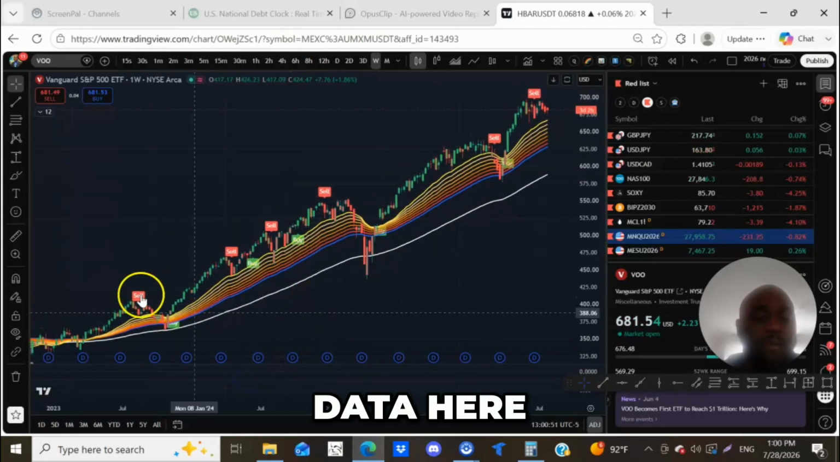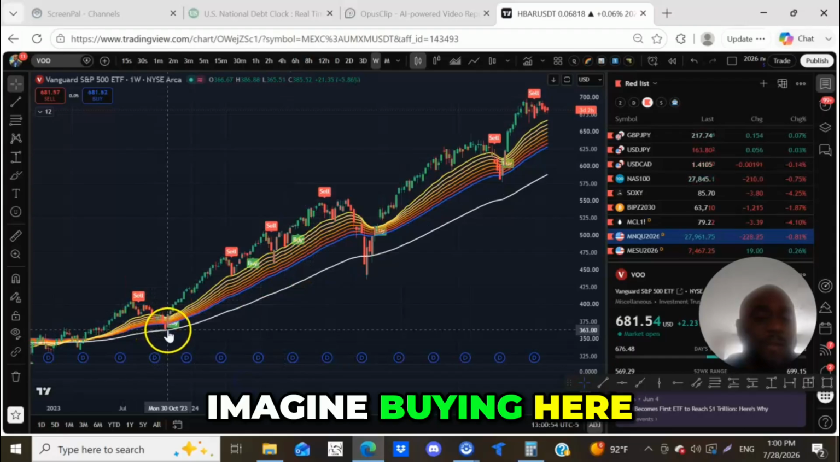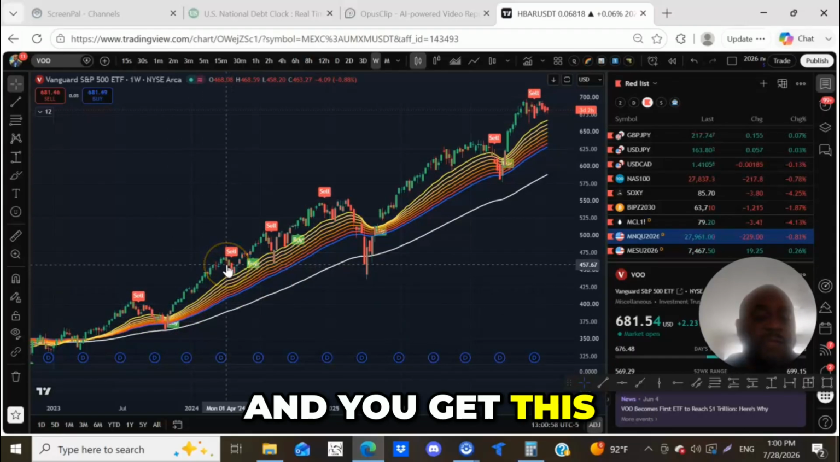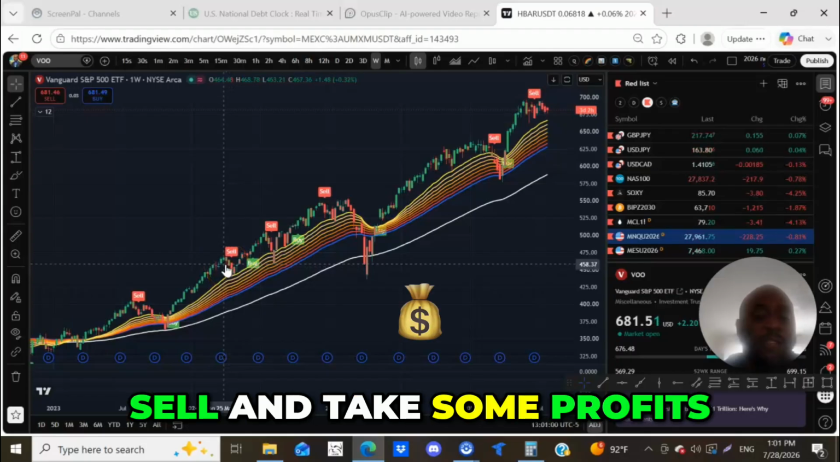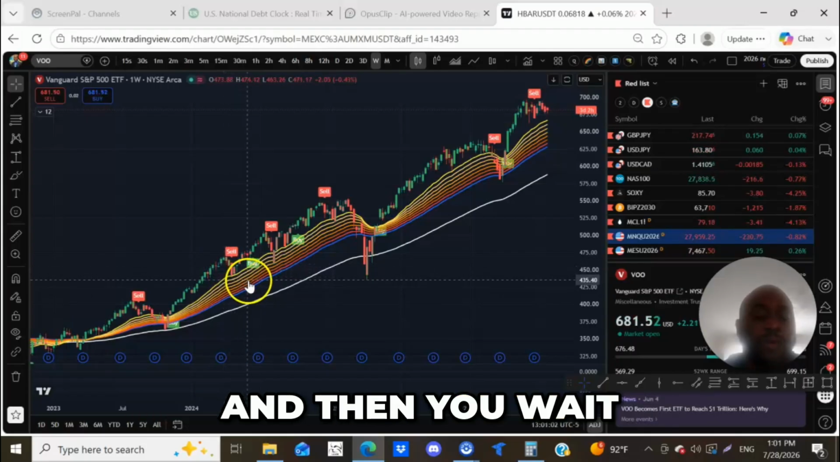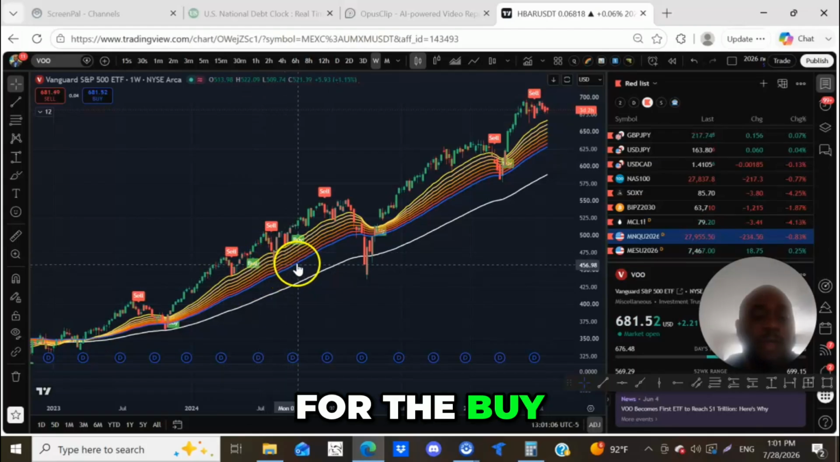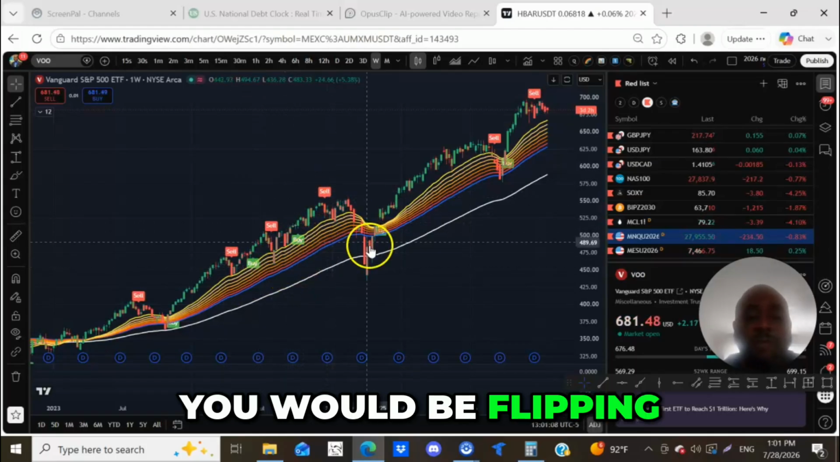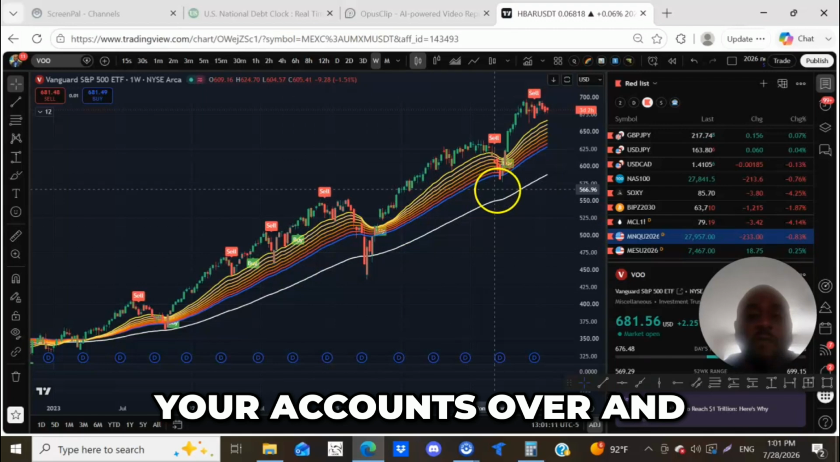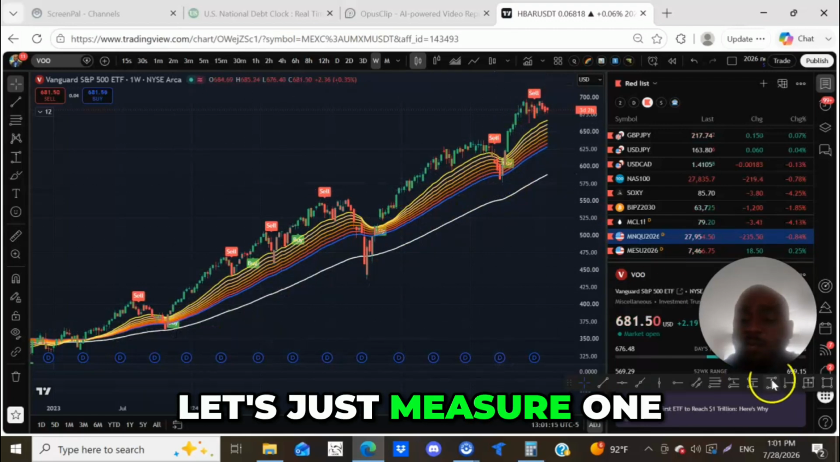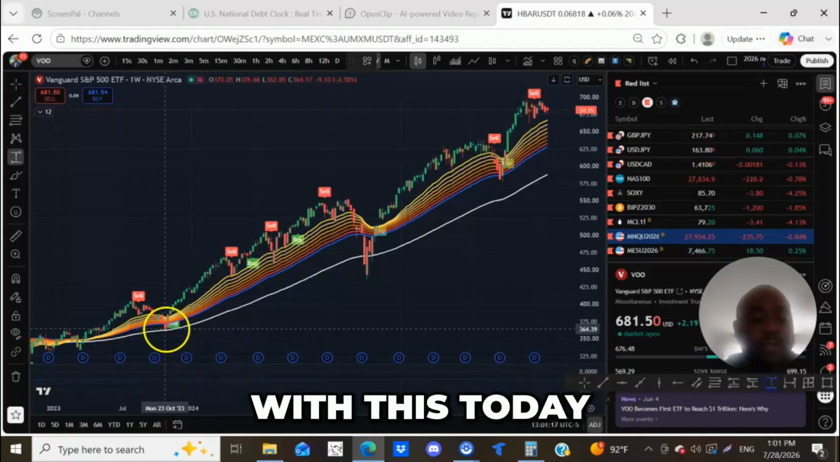Imagine, it's the same data here. Imagine buying here and you turn a profit and you get this bot here to tell you when to sell and take some profits. And then you wait for the next buy signal and then you sell. And then you wait for the buy and then you sell. You would be flipping your accounts over and over and over again through your Robinhood account. You'd be taking profits.